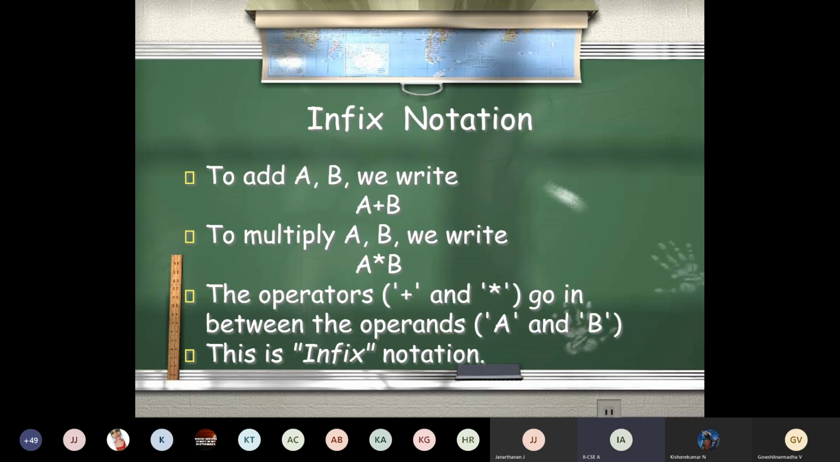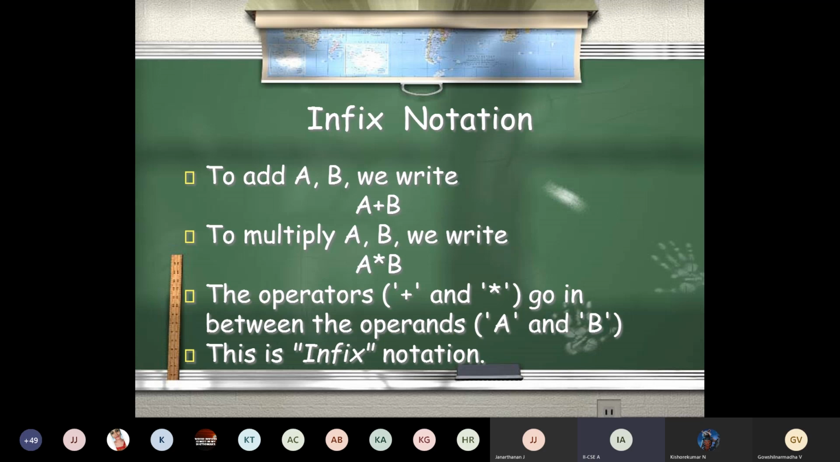To begin with, the infix expression. You can write in your notebook: infix notation. To add two variables a and b, we write a plus b in infix notation. Infix means your operator will come in between the two operands. A and B are called operands, and plus is called an operator. Instead of using the word variable, I am going to use the term operand.